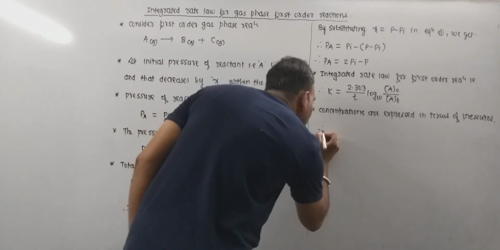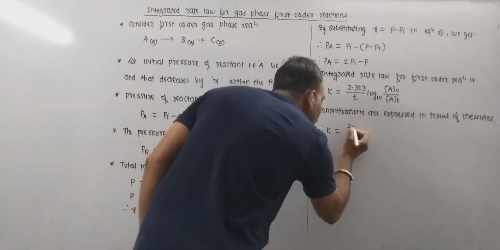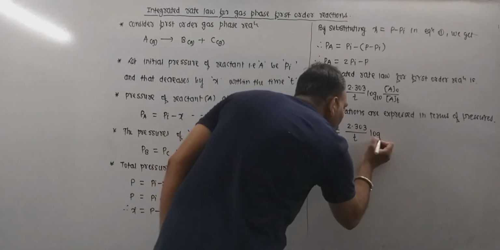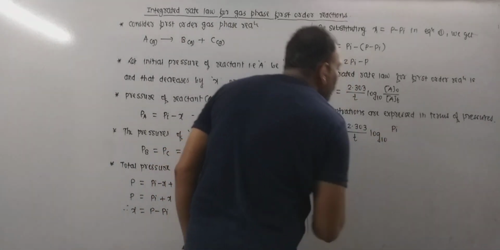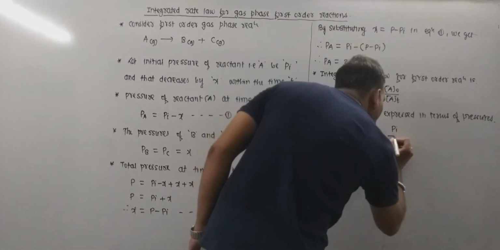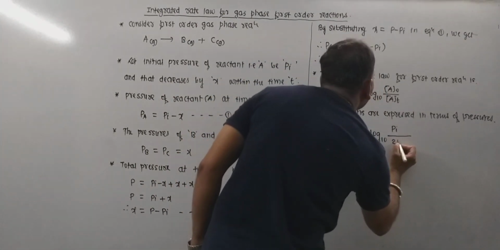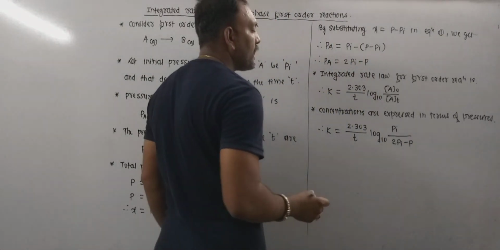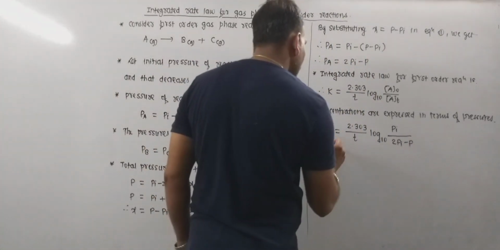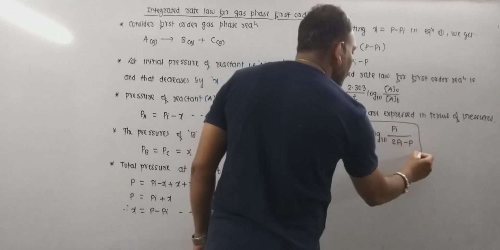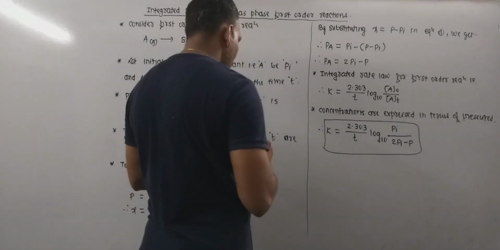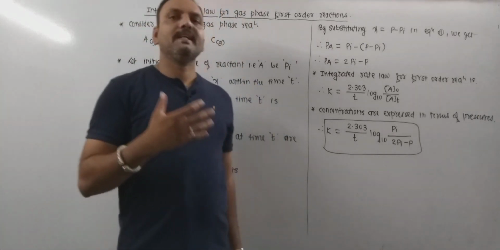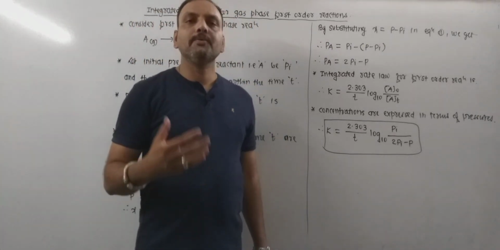So thus this equation becomes K is equal to 2.303 upon T log base 10 Pi, that is the initial pressure, upon twice of Pi minus P, that is the pressure of reactant after time interval of T. So this will be the integrated rate law for a first order gas phase reaction. Thank you very much.